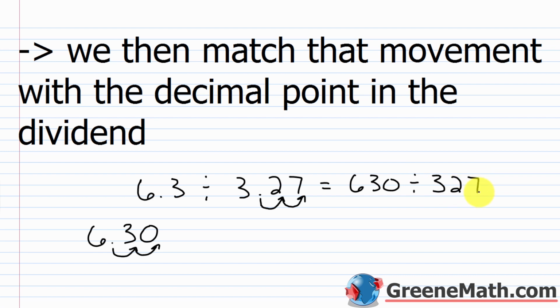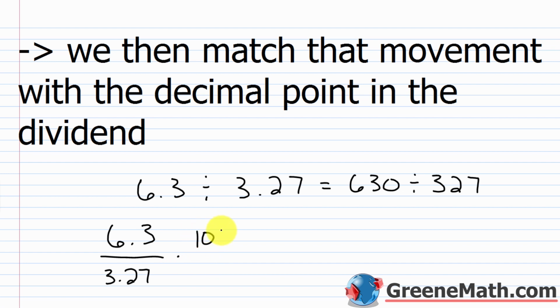Now you might stop for a minute and try to figure out how that's legal. The best way I can explain it to you is if you put it in fractional form, you can think about having 6.3 in the numerator over 3.27 in the denominator. And let's say I just multiply the numerator and denominator by 100. Remember, that's just like multiplying by 1. So we would end up with, again, 630 over 327. So let's take a look at a few examples.